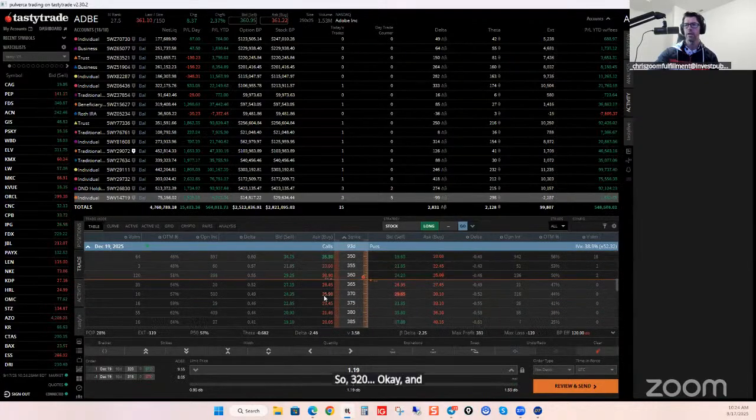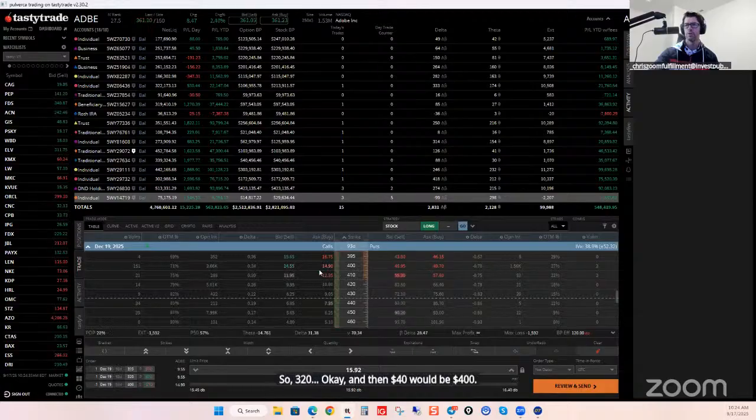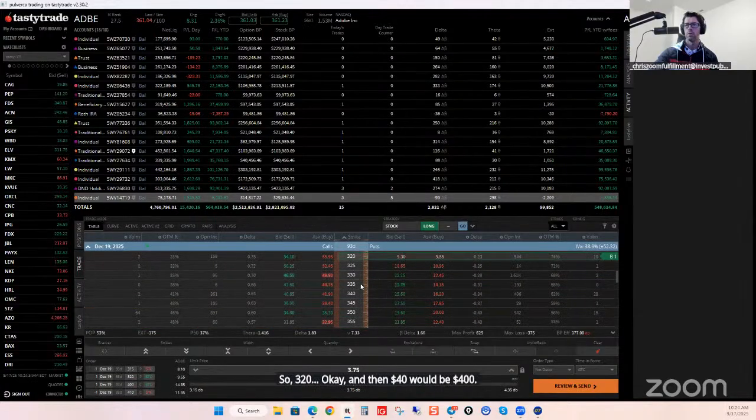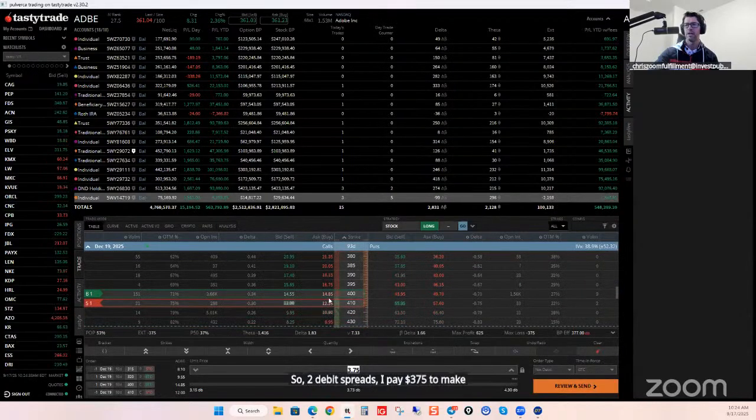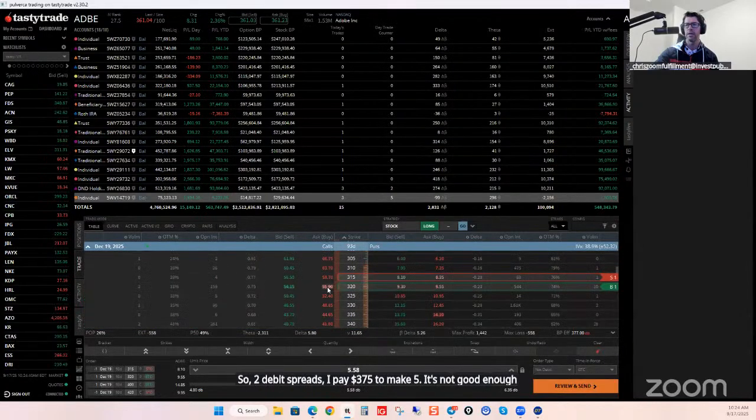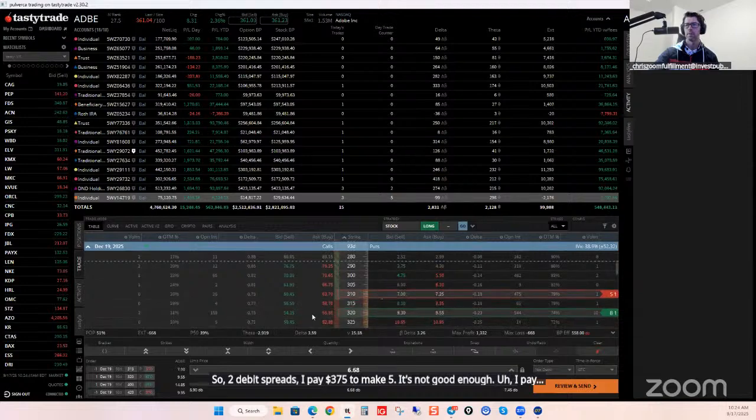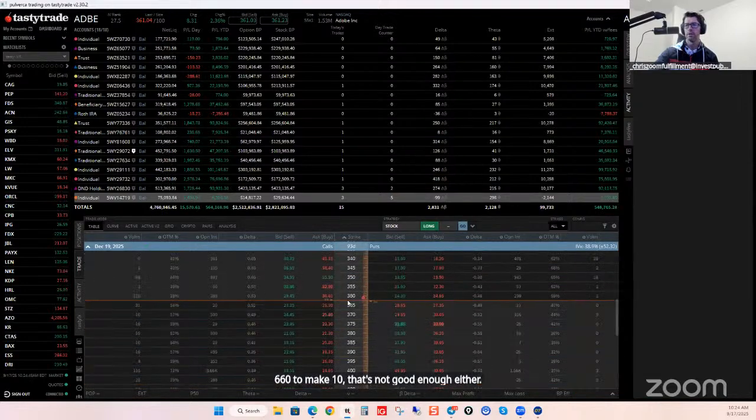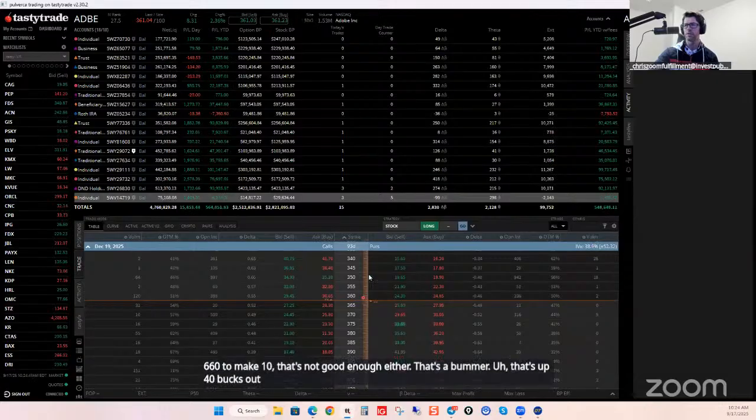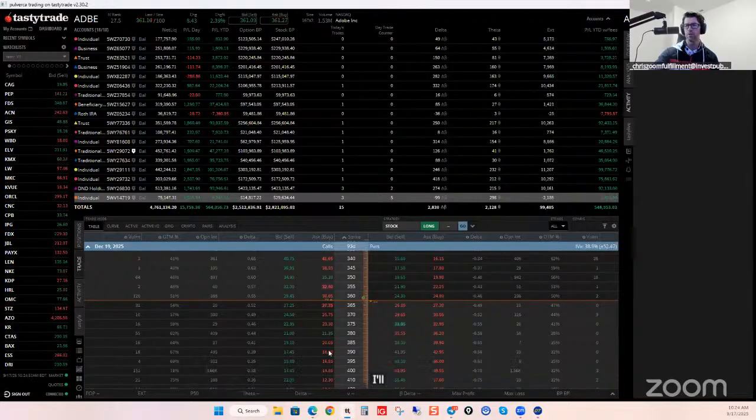Okay, and then $40 would be 400. So 2 debit spreads, I pay 375 to make 5. It's not good enough. I pay 668 to make 10. That's not good enough either. That's a bummer. That's up 40 bucks out of an expected move of 50. I'll go up. I was going to say 45, but now it's up 50.